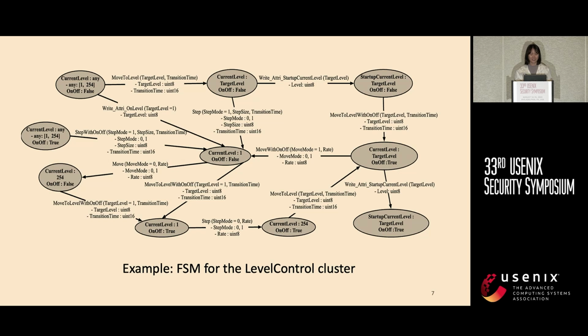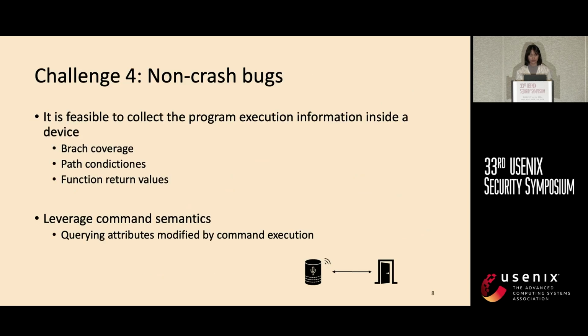Here we present an example of a finite state machine for the level control cluster, which illustrates how commands interact with a device state. The node is a device state, and the edge represents the execution of a command. By utilizing this information, we can better identify and test stateful bugs.